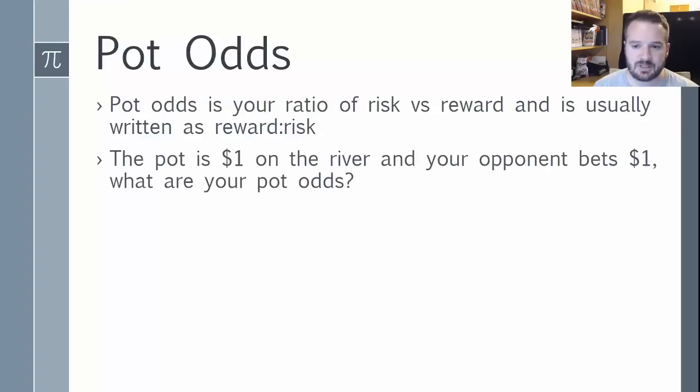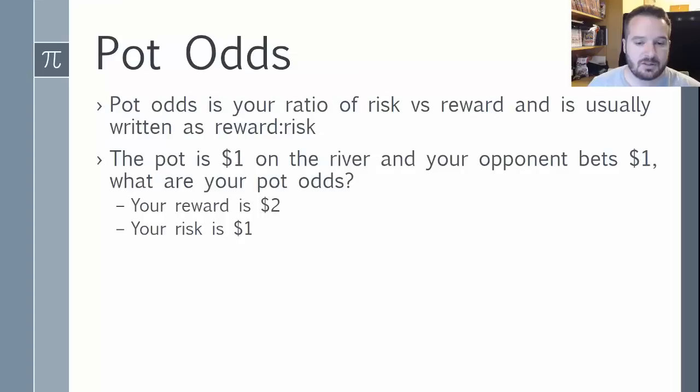And let's do a very simple example here to get a little bit of a feel for this. So the pot is $1 on the river, and your opponent bets $1. So what are your pot odds? I'll give you guys a second to think about that. Time's up. Okay. So your reward is $2 and your risk is 1. Where did I get the 2 from? The pot was originally $1 and your opponent bet another dollar on top of that.